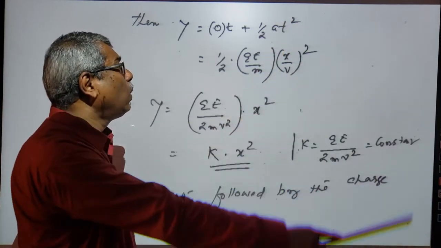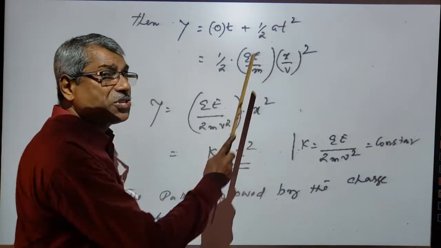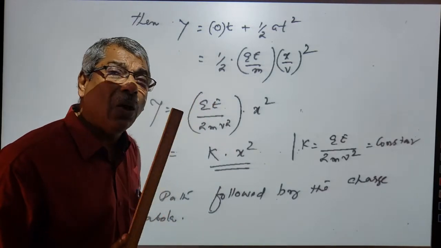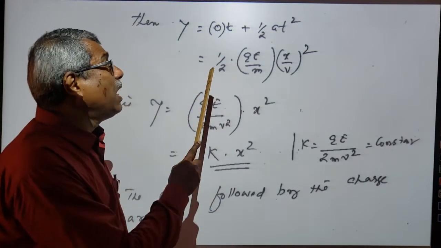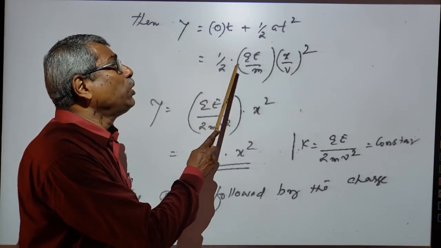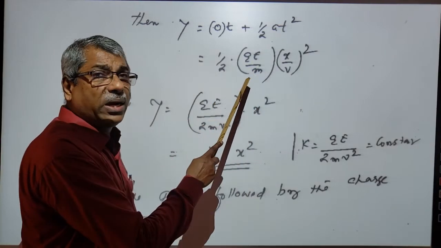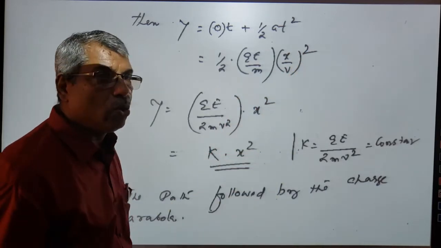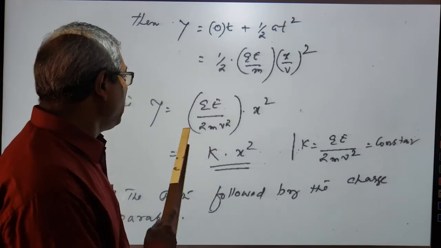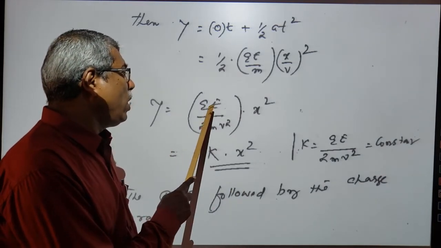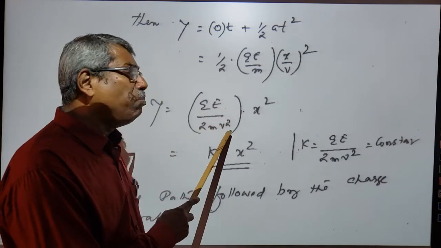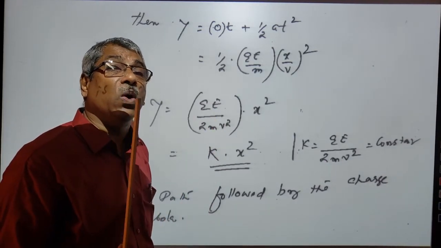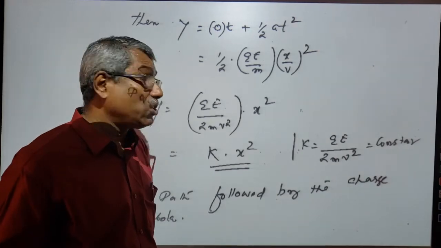This a is the acceleration. Acceleration is always along the y-axis direction because force is acting only along the y-axis direction. That is equal to half into QE by m, because a, as already said, is equal to QE by m, into x by v the whole square. That is the same as y is equal to QE divided by 2m v square, into x square. V is the uniform, constant velocity along the horizontal direction.